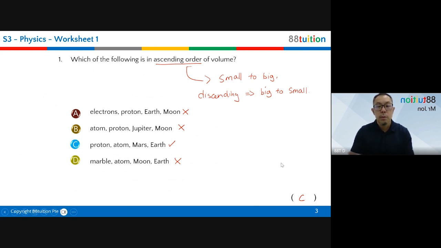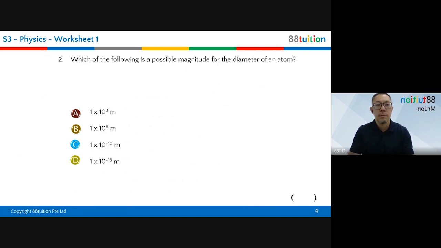These types of questions tend to come with one or two in the MCQ. In your textbook or in your notes, your teacher, your school should have a list of the order of the size of the objects. So it'll be good to memorize that if you can.